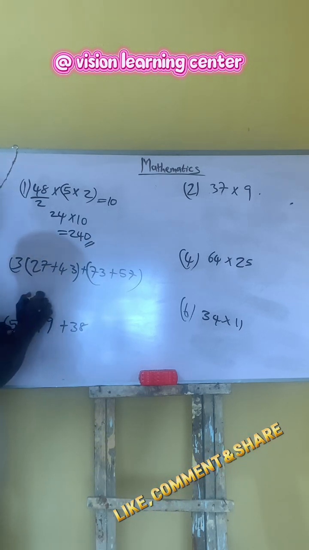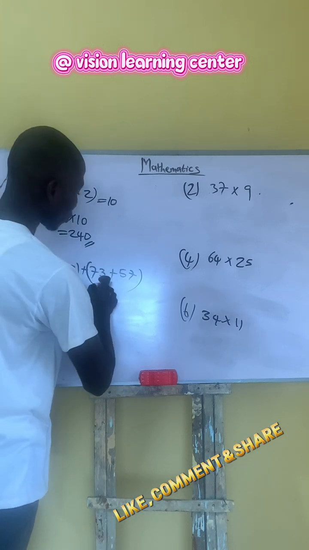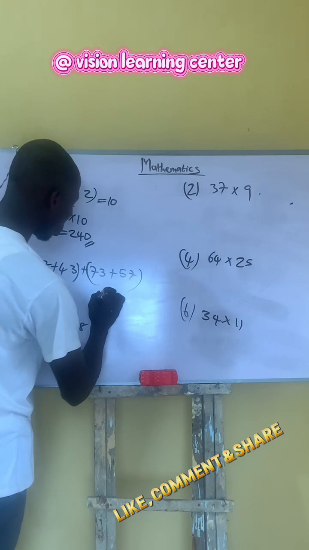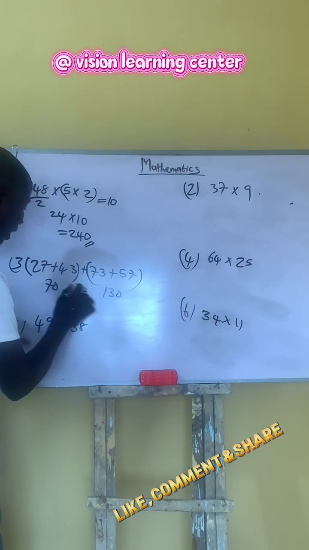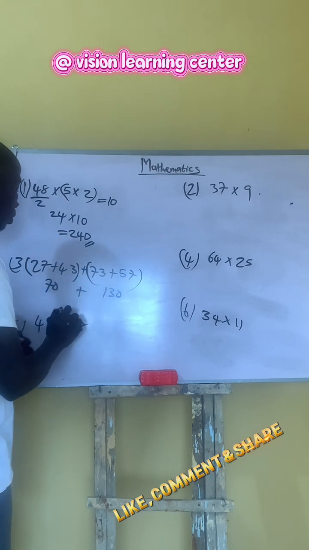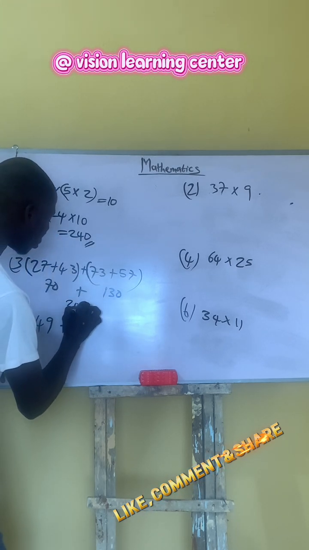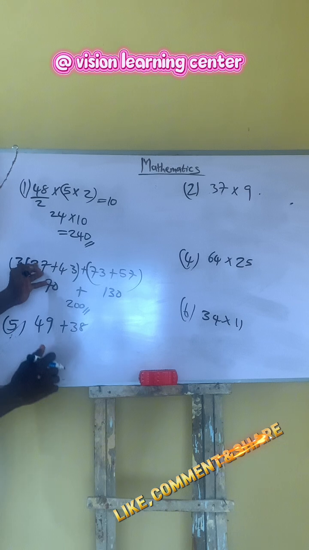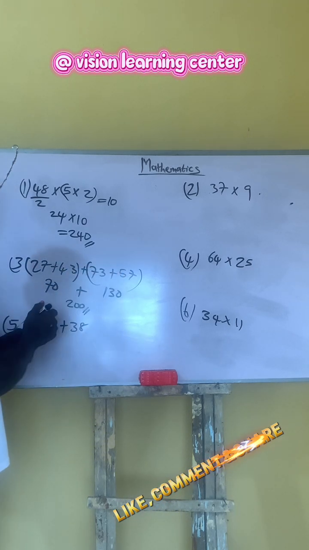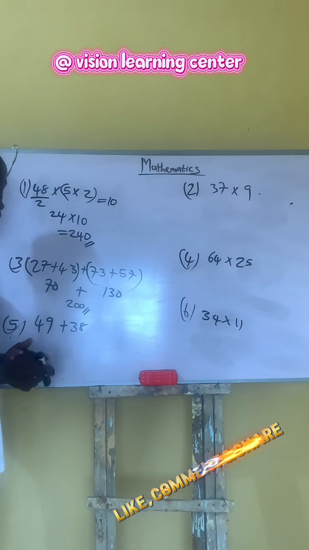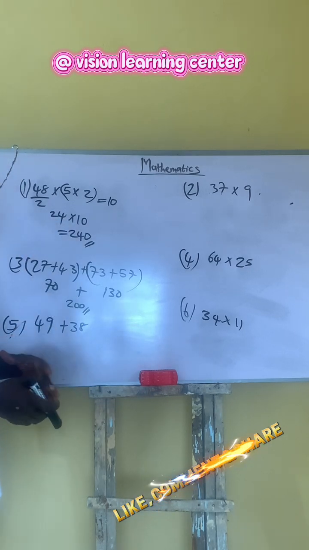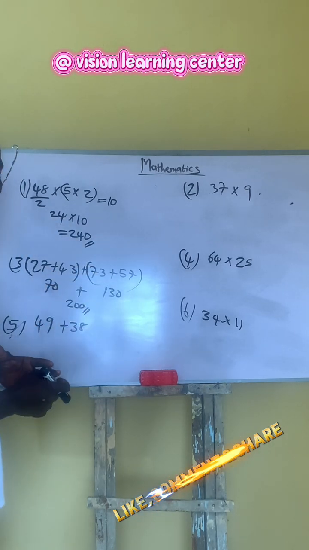27 plus 43, if we add them together, it will give us what? 70. 73 plus 57, if we add them together, it will give us what? 130. If you also add 70 plus 130 together, it will give us 200. So if we add these numbers together, it will still give us 200.